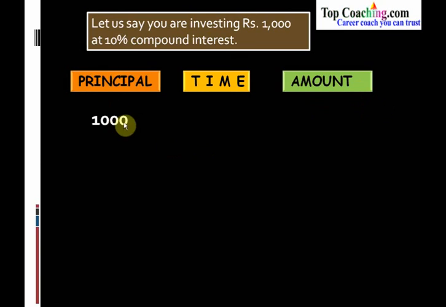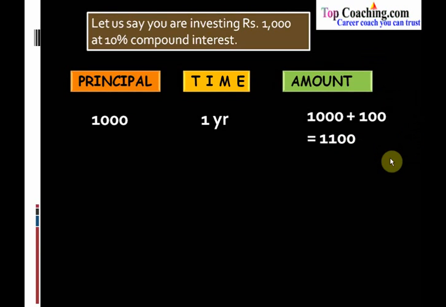Now the principal is 1000 rupees, the time is 1 year, so if we calculate the interest on this, that would be equal to 100 rupees, and so the amount becomes 1000 plus 100 equal to 1100 rupees. So after 1 year, this principal gives an amount of 1100 rupees. This was the calculation for the first year.